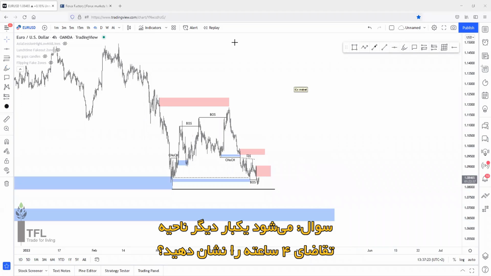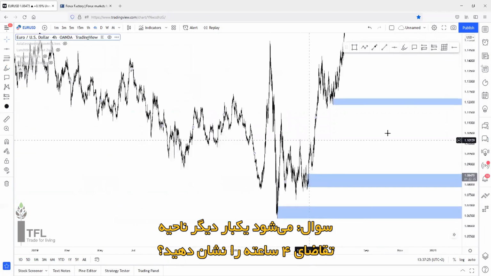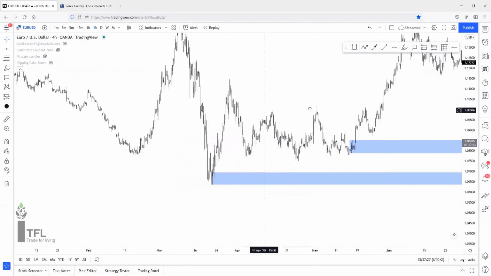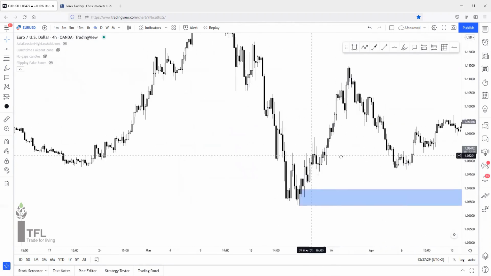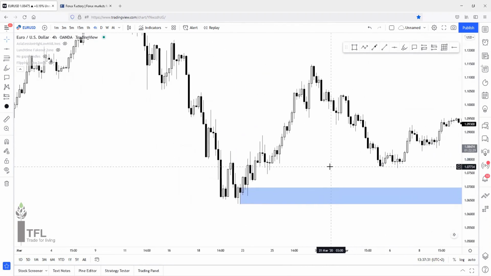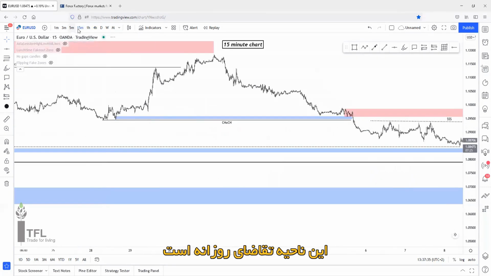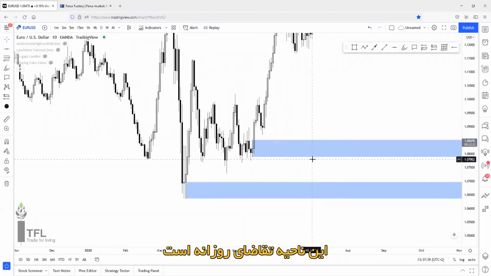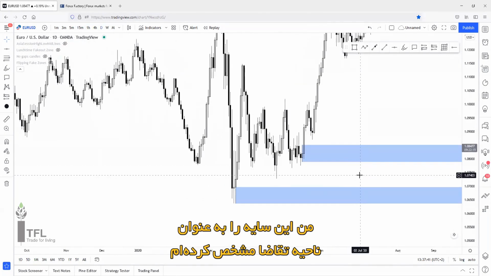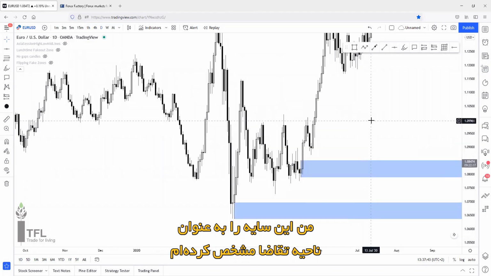Can you show that 4-hour demand again, please? Yeah. Oh, this wasn't even a 4-hour. This is a 50-minute, I believe, or a daily. Yeah, this was a daily demand zone. I marked this week as a demand zone.